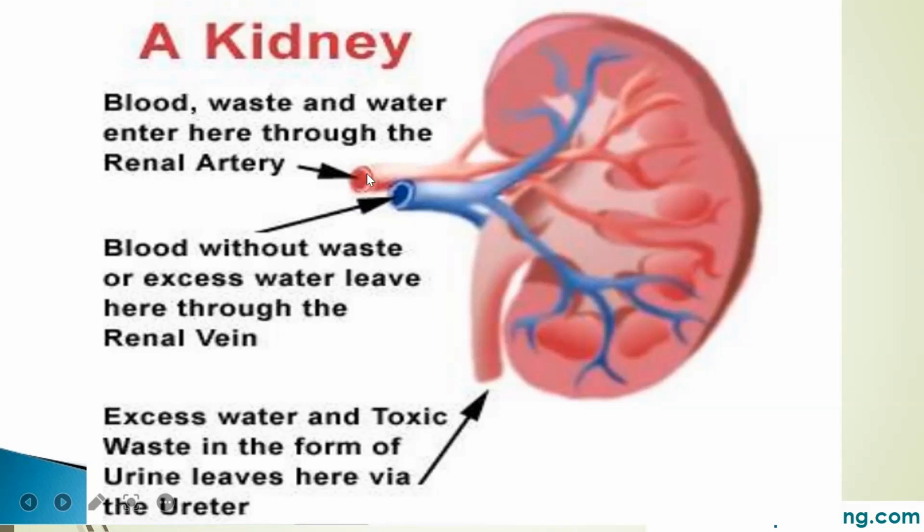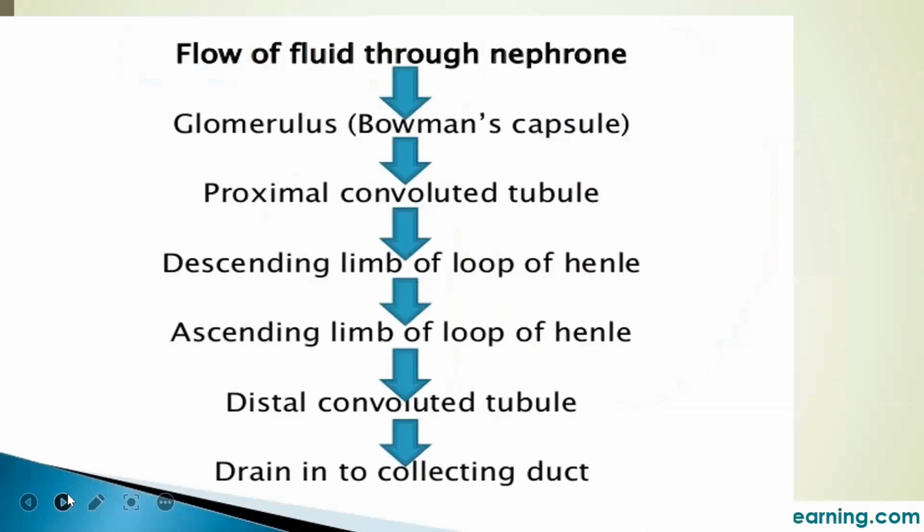So what will this do? This will take the blood with the waste and excess water. This will send out the blood without waste and without excess water. And this will send out the waste, which has excess water and toxic substances, entirely from the body. So how does the flow of fluid take place through a nephron? Filtration of blood takes place through a nephron.